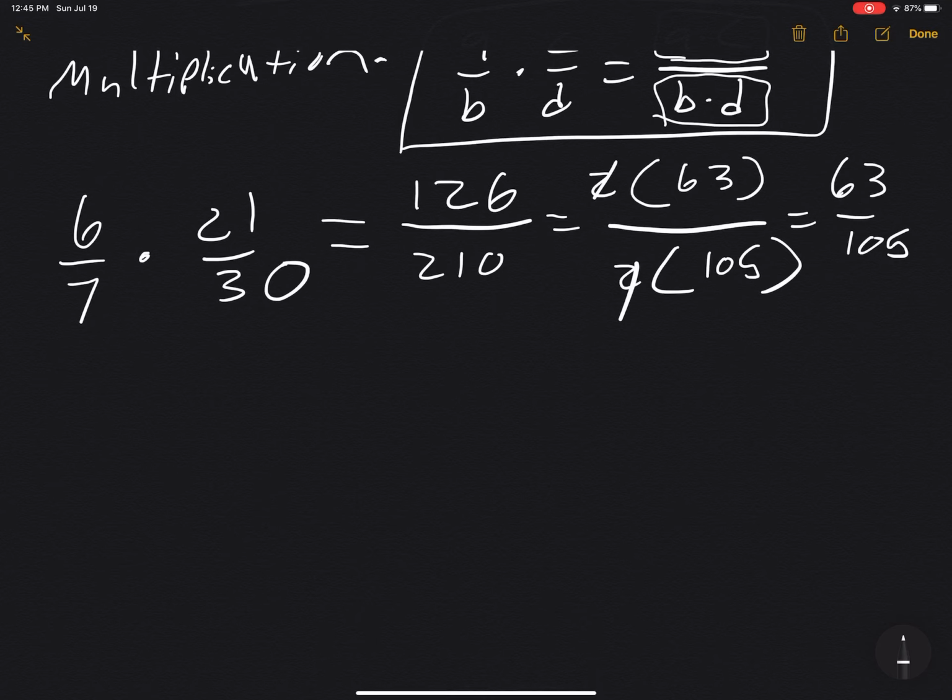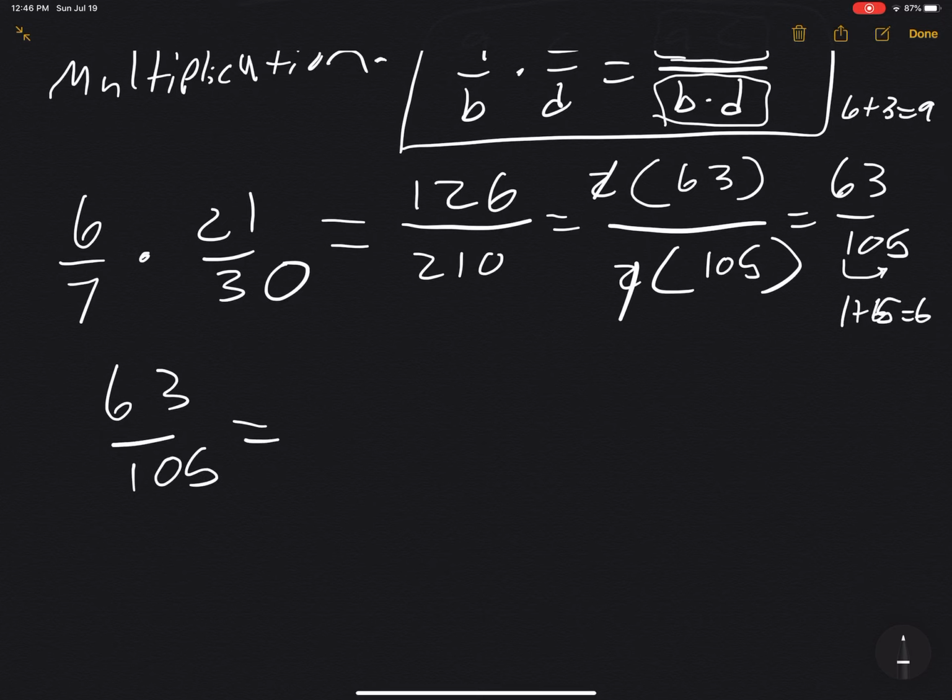But further, I see that 6 plus 3 is 9, and 1 plus 5 is 6. So I know that I can simplify this further. 63 over 105 can be simplified because both top and bottom sum up to a multiple of 3. They must both be divisible by 3. So let's divide by 3 as well. If I divide the top by 3, that's the easier one. 6 divided by 3 is 2, 3 divided by 3 is 1.